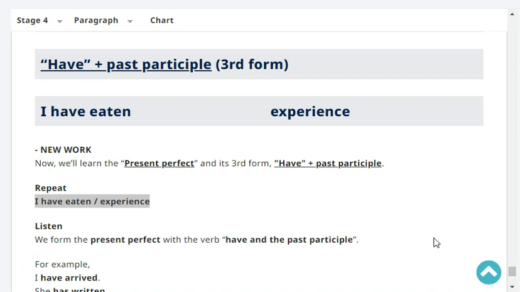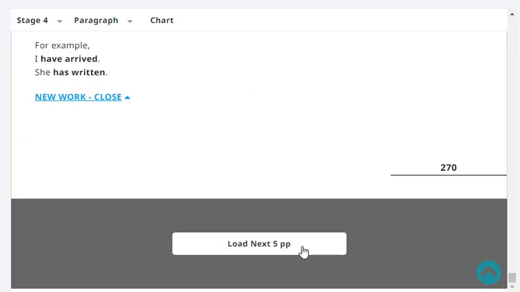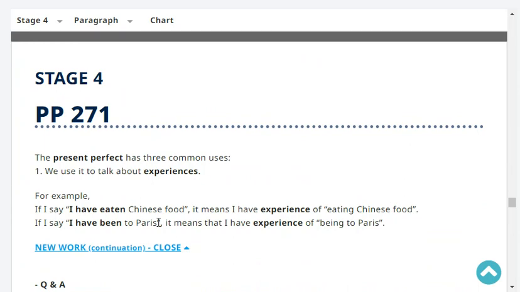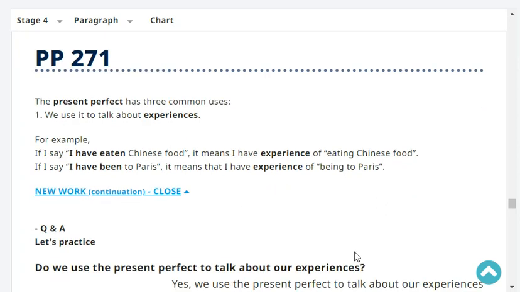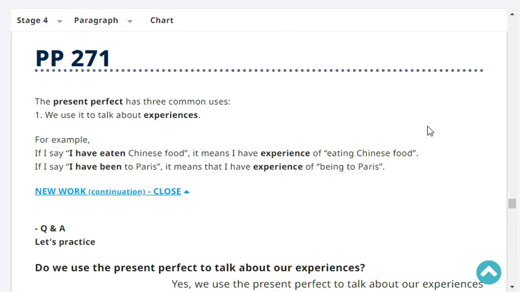For example, I have arrived. He has written. Okay, so let's practice. Oh no, one more. Some examples. The present perfect has three common uses. Number one, we use it to talk about experiences. For example, if I say I have eaten Chinese food, it means I have experience of eating Chinese food. If I say I have been to Paris, it means that I have experience of being to Paris.